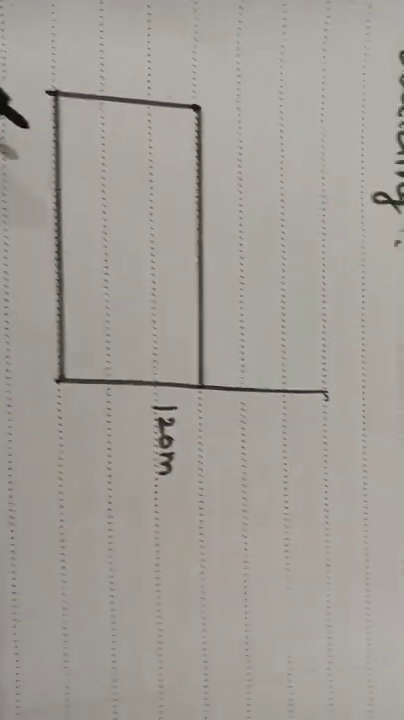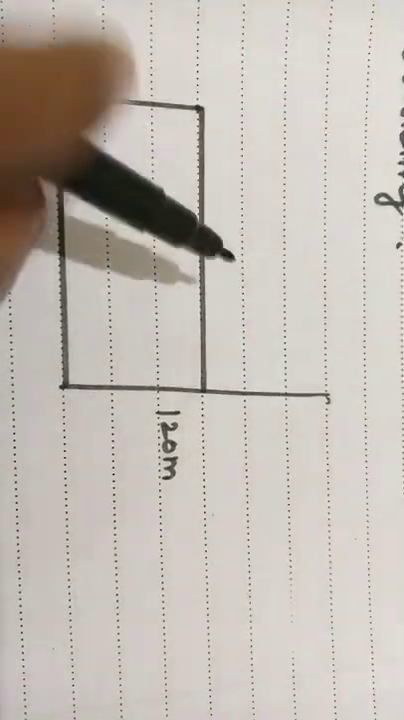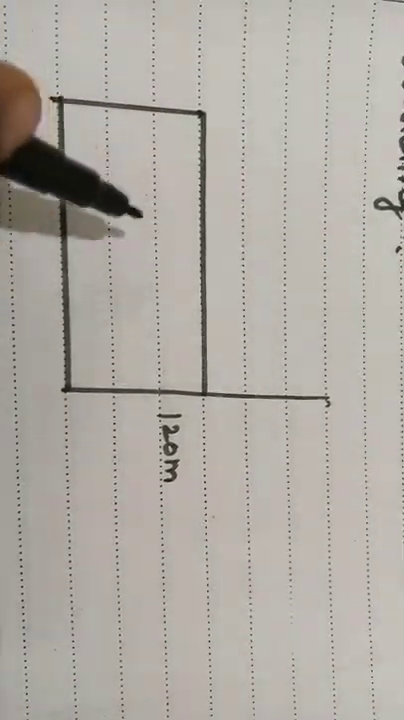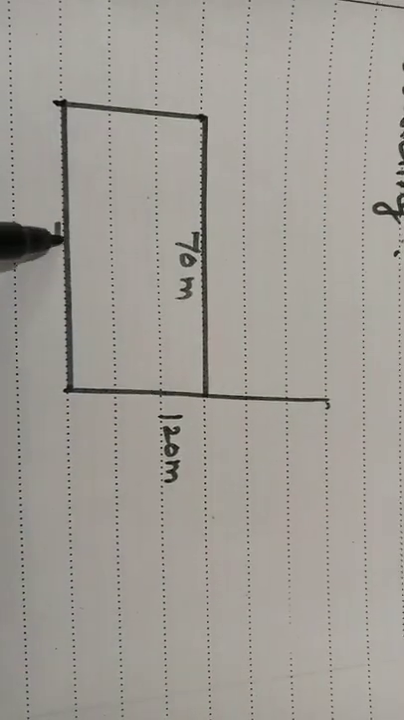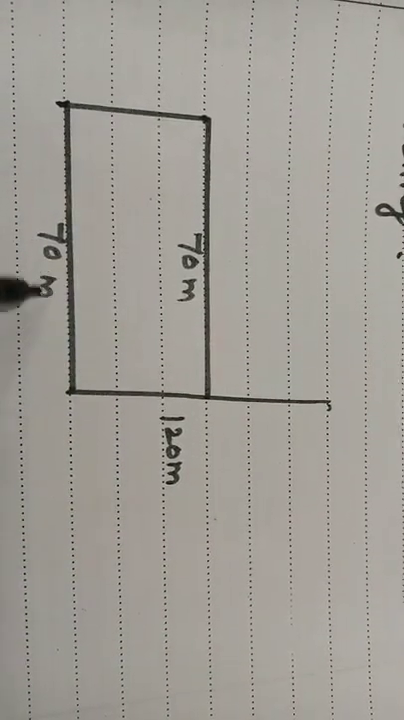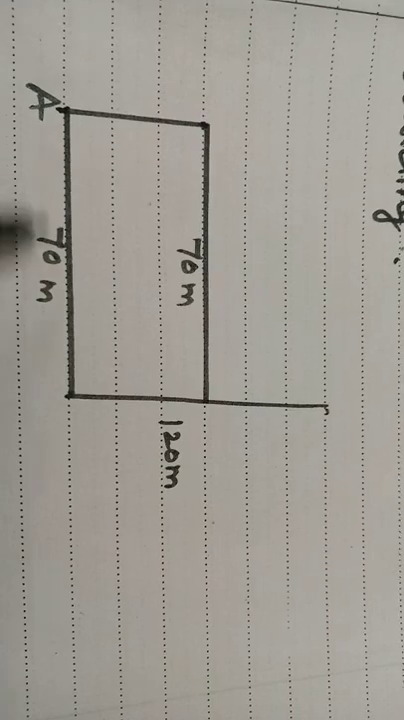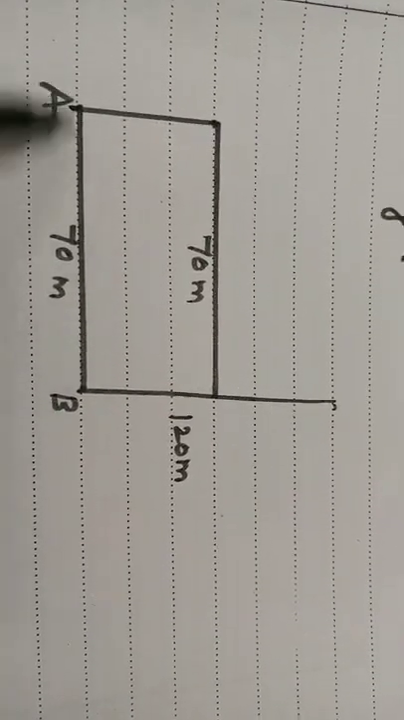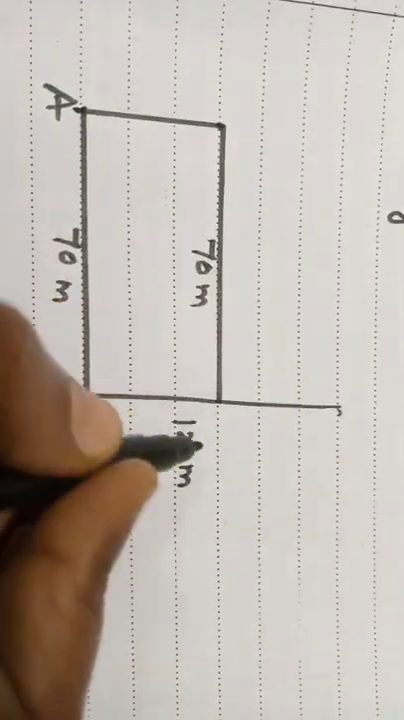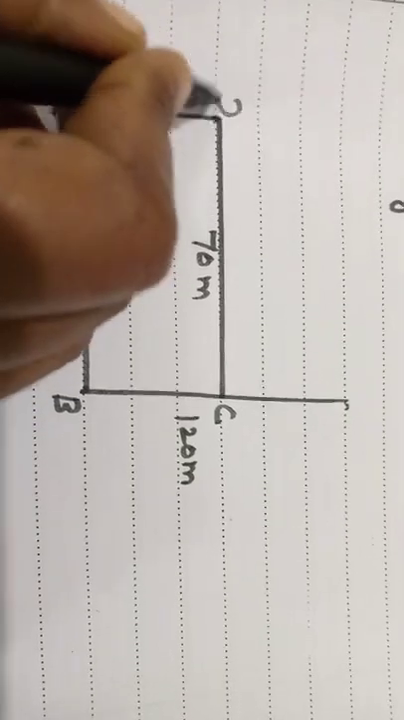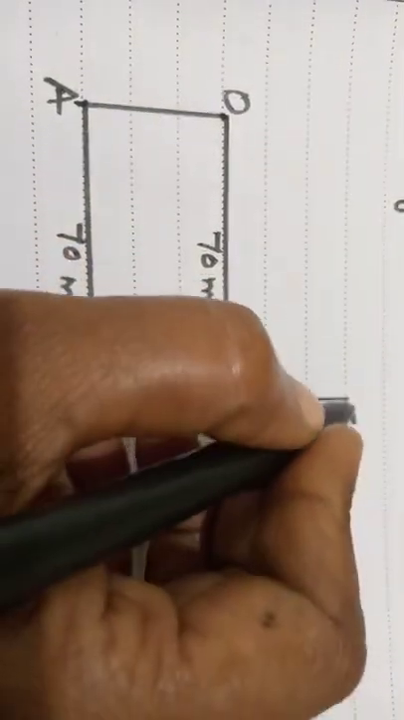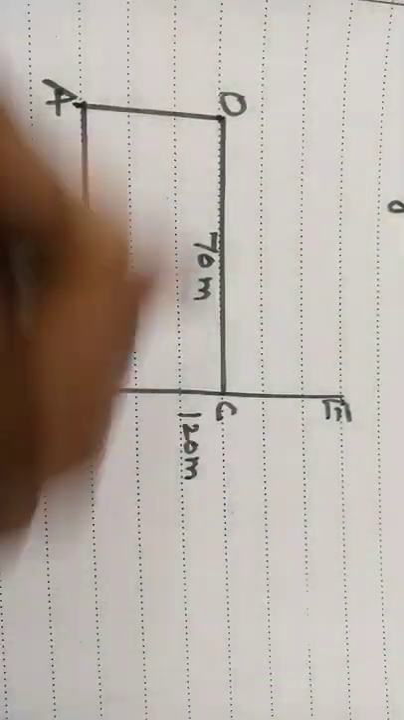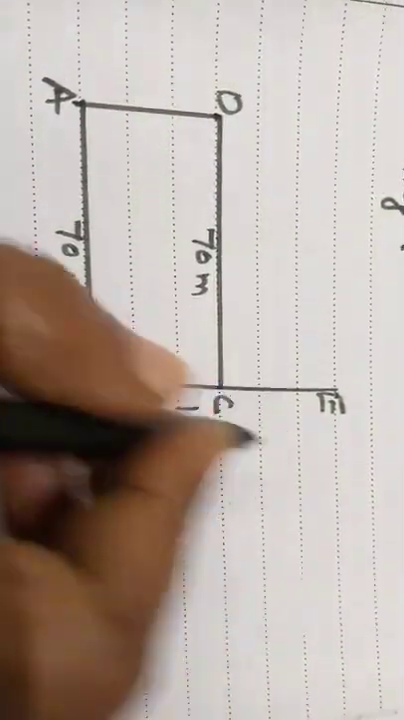What is given now? The horizontal distance between the two buildings is 70 meters. So this distance will be 70 meters. Let us name it here. AB is the distance between both buildings. Here let us name C, D. So AD is the first building. Here E. So A, B, C, D, E. BE is the second building.